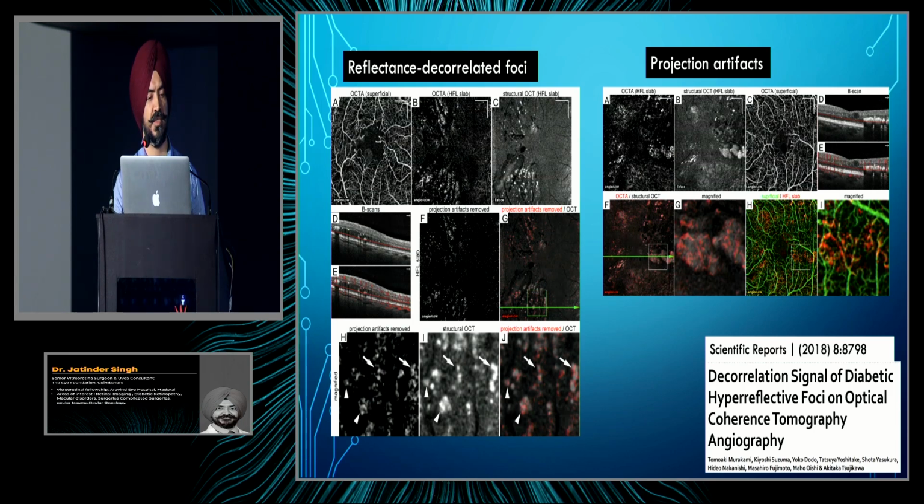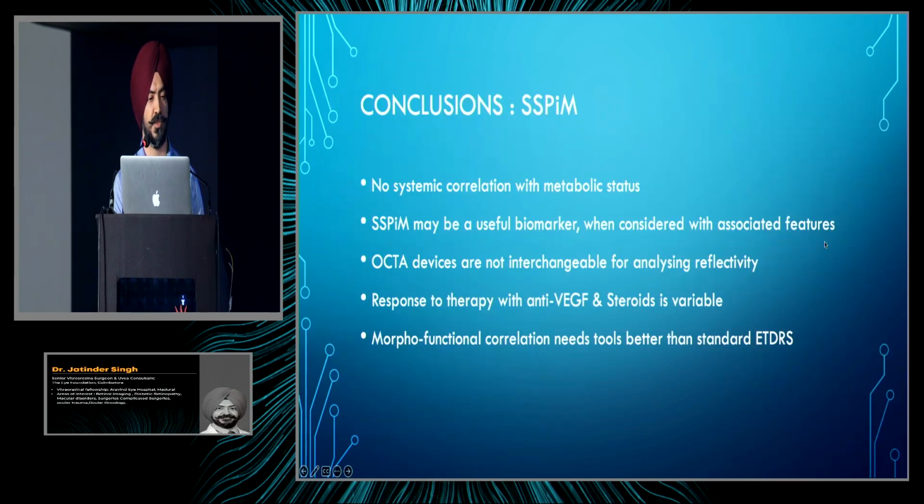So reflectance decorrelation foci, as seen on this, correspond to the high reflective spots or hyperreflective foci, and also projection artifacts. So these have to be excluded before you diagnose SPiM. So to conclude, there is no systemic correlation with metabolic status. SPiM may be a useful biomarker when considered with associated features like hyperreflective foci or perfusion density.